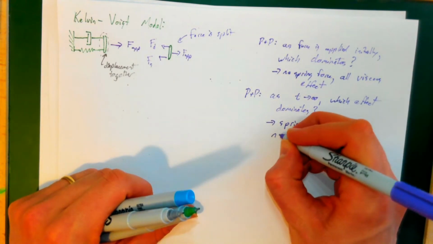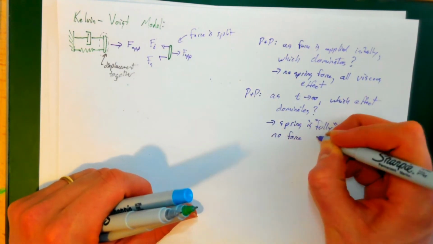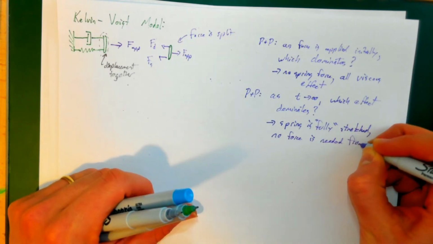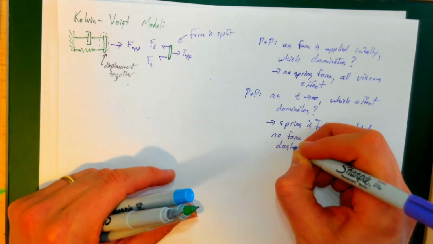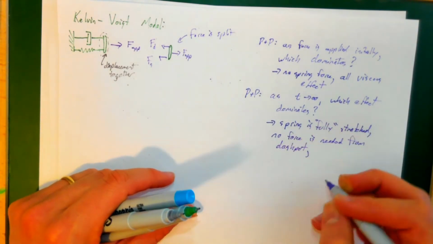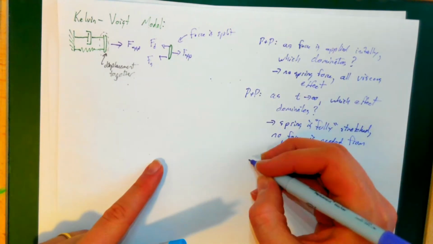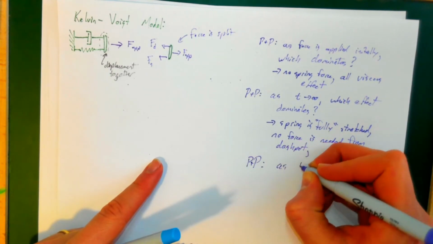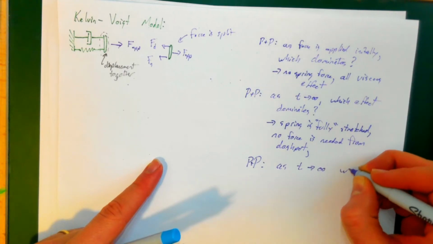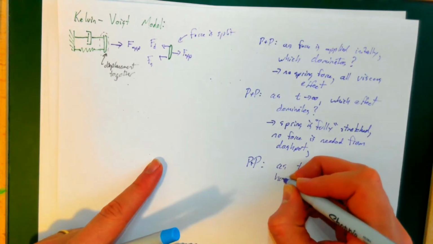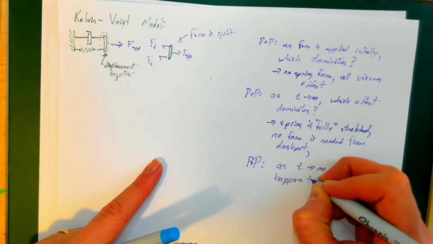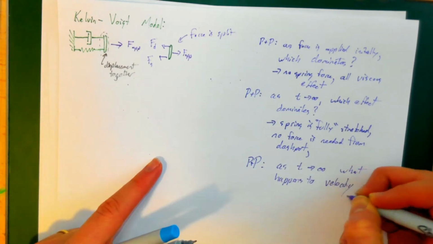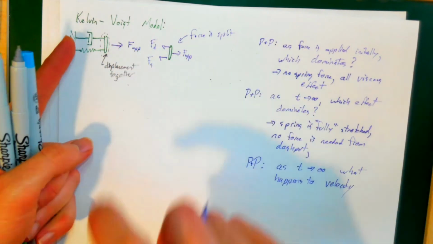So that means no force is needed from the dashpot. And if no force is needed from the dashpot, take a moment, pause and ponder now. As time goes to infinity, what happens to the velocity? Essentially the velocity of the point that we're trying to stretch out here.